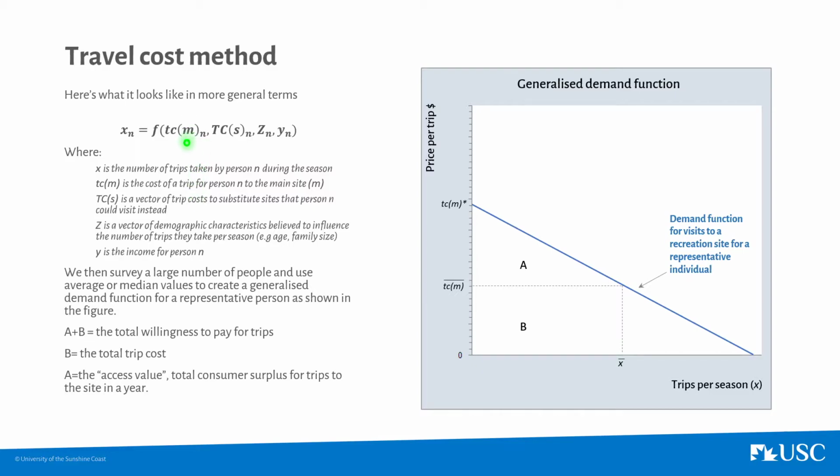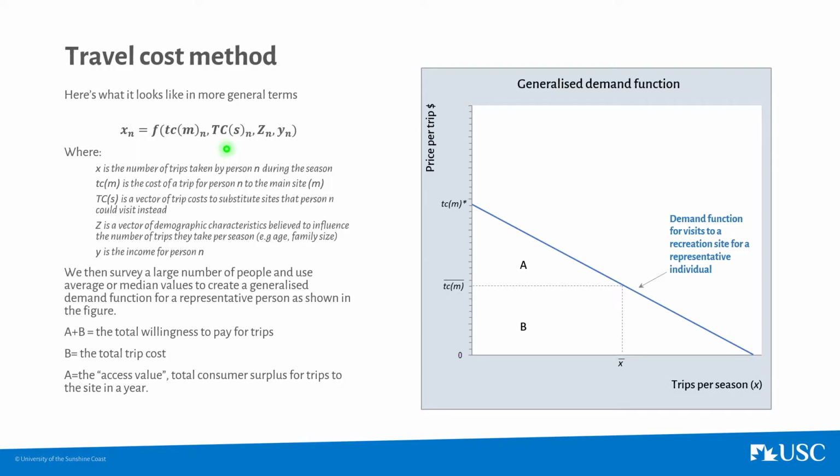So we would look at what the travel cost is for that person. There would also be a travel cost to substitute sites. So we have to think in terms of demand for people. If there are alternatives that they could go to, they would also be considering those. So TC brackets S here would be a vector, which would mean a list of travel costs to substitute sites.